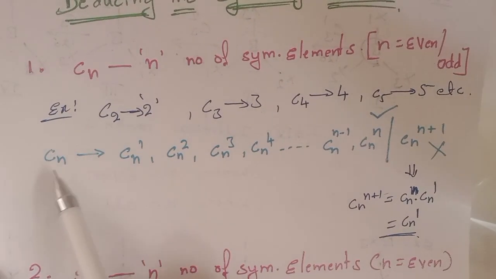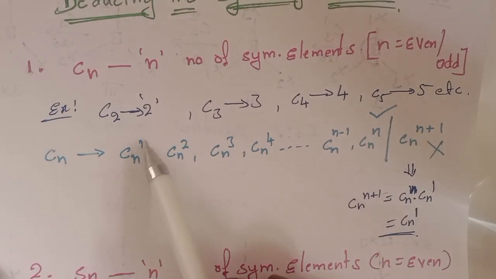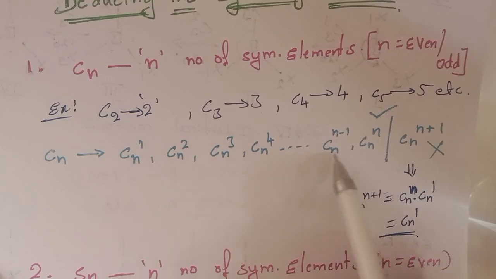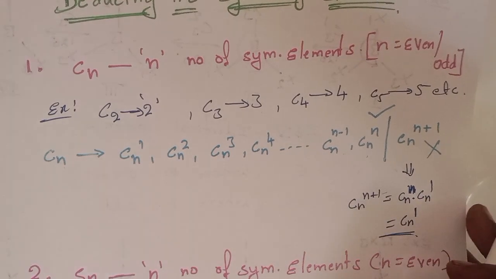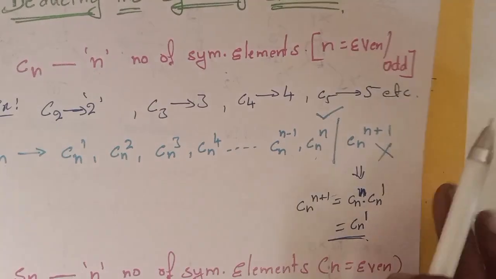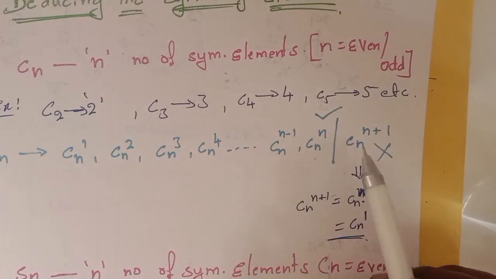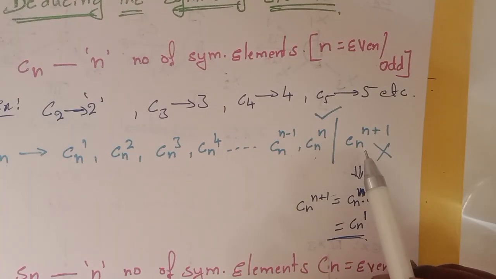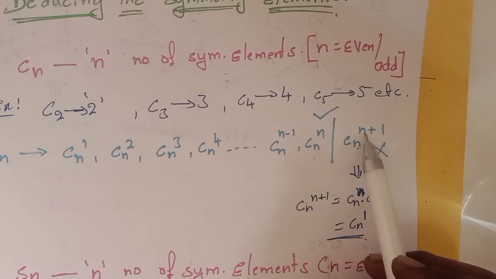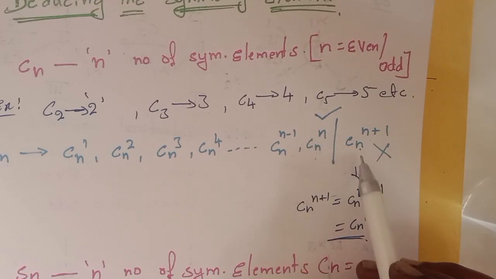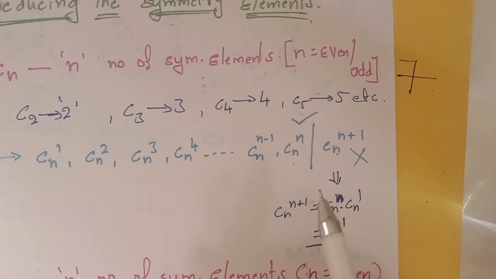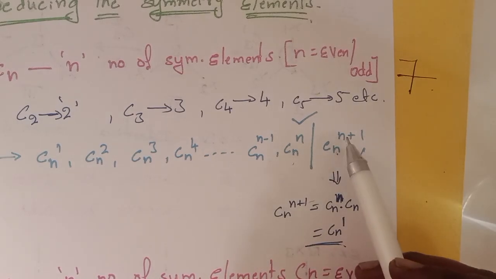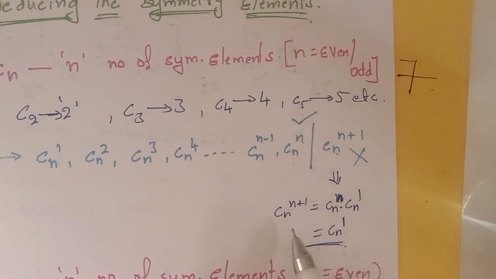For example, Cn will give Cn1, Cn2, Cn3 and so on, up to Cn n minus 1, Cn power n. One can have the doubt why it is not proceeding to Cn power n plus 1. So, if it proceeds through Cn power n plus 1, what will happen?